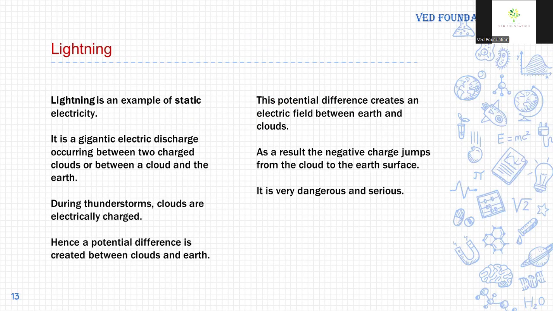Lightning. Lightning is an example of static electricity. It is a gigantic electric discharge occurring between two charged clouds or between a cloud and the earth. During a thunderstorm, clouds are electrically charged. Hence, a potential difference is created between clouds and the earth. This potential difference creates an electric field between earth and clouds. As a result, the negative charge jumps from cloud to the earth, and this is called lightning. It is very dangerous and serious.